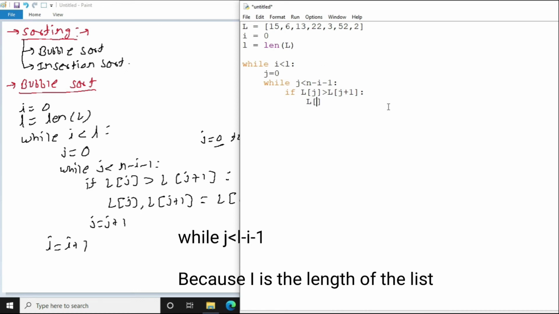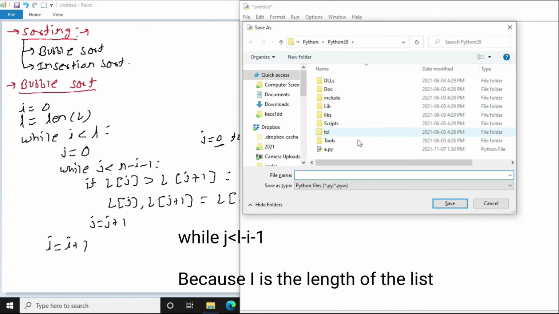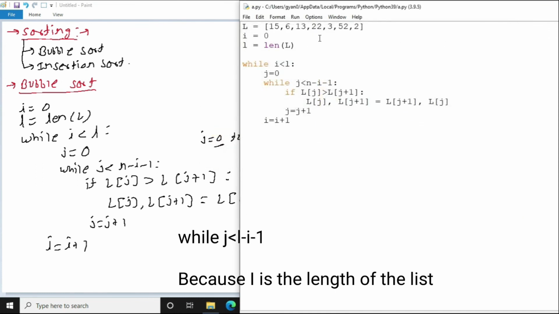L[j], L[j+1] is equal to L[j+1], L[j]. After doing it, increase the value of j, and increase the value of i for the outer loop. This is my code. Save it as py. Yes, I want to replace it.